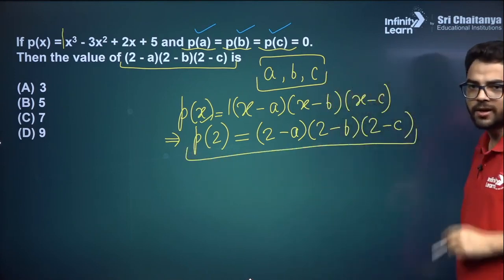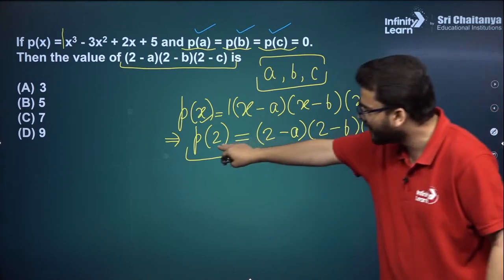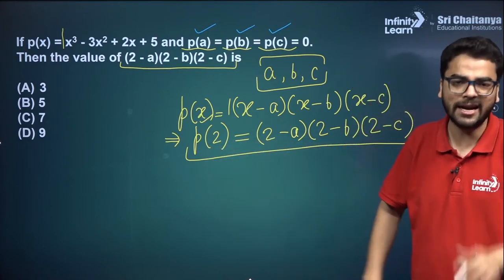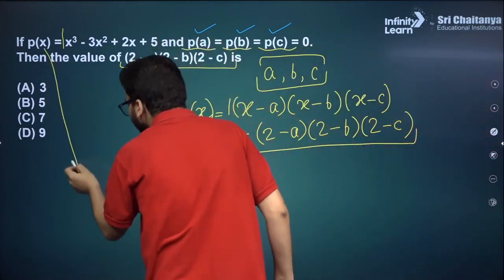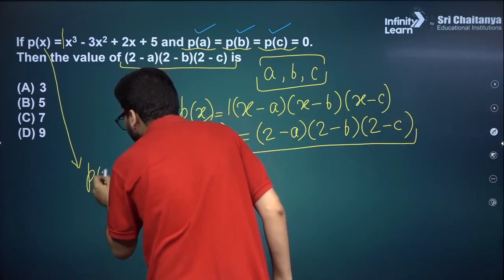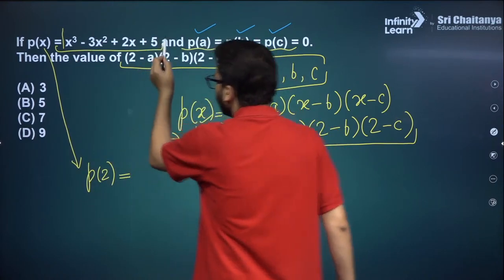So we have to find the value of basically p of 2. You got that logic? 2 minus a, 2 minus b, 2 minus c means that we have to find the value of p of 2 only. That is the question. So how will you find p of 2? The polynomial is already given to us, na? See it properly. The polynomial is already given to us. So we can put x is equal to 2 in this polynomial.